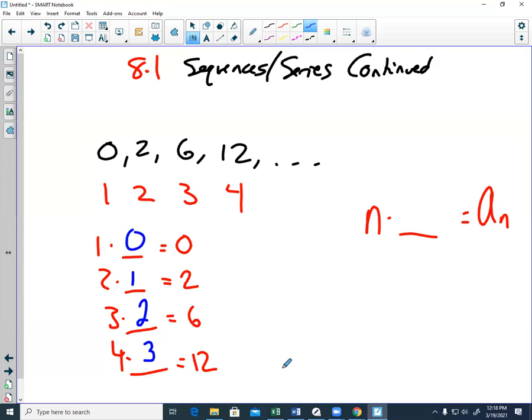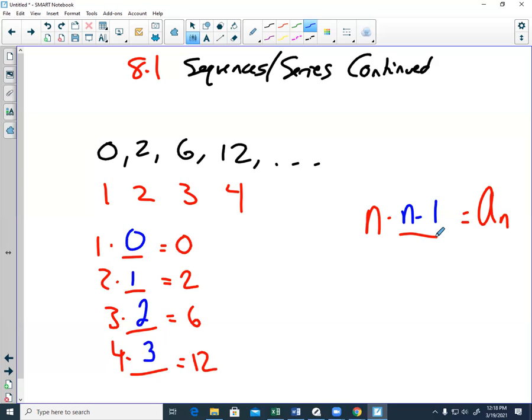N minus 1. If I take whatever n is and I take 1 away, does that give me 0? Sure. 2 minus 1 gives me 1. 3 minus 1 gives me 2, and so on. So this is saying that n times n minus 1 is going to give me my answer. Now, if I just test that and it works, then I found my pattern.